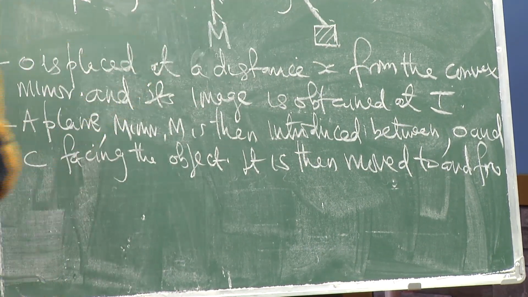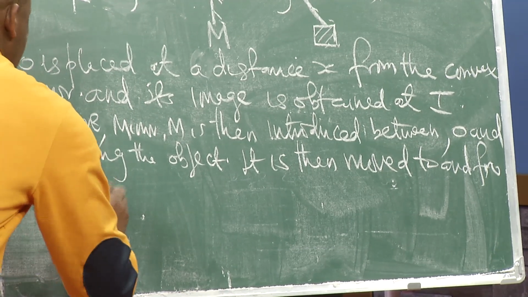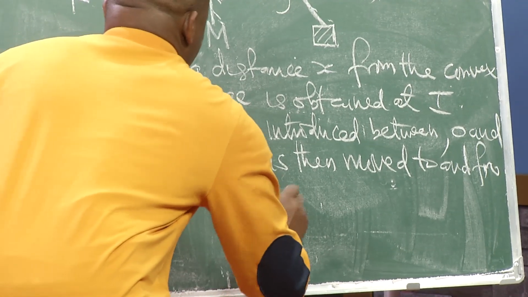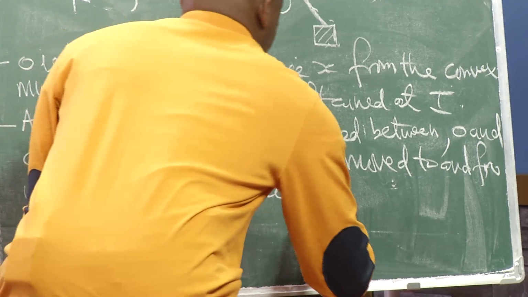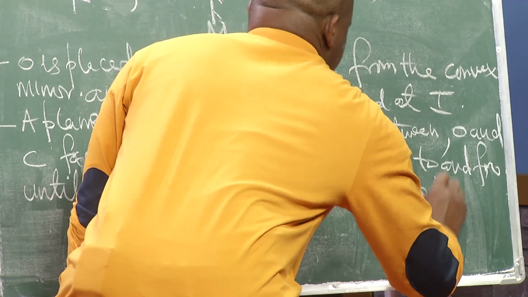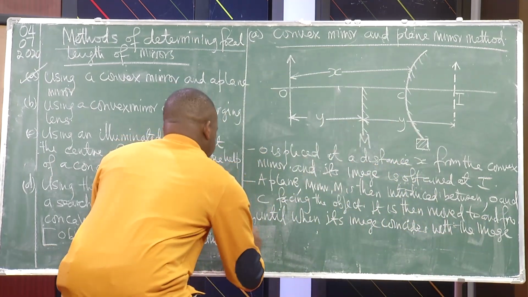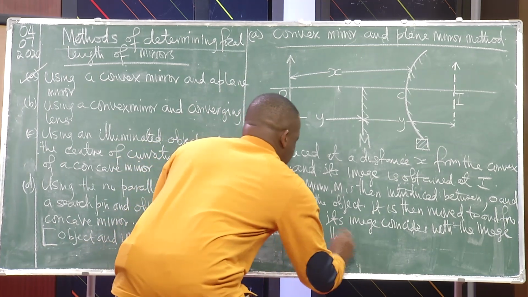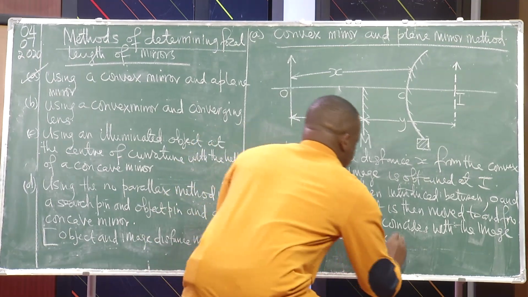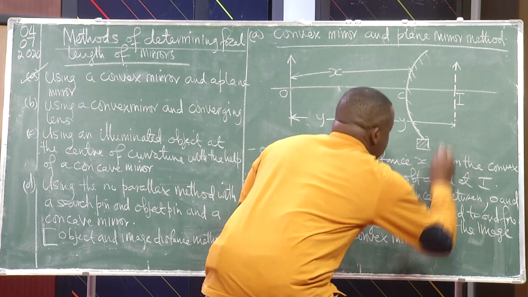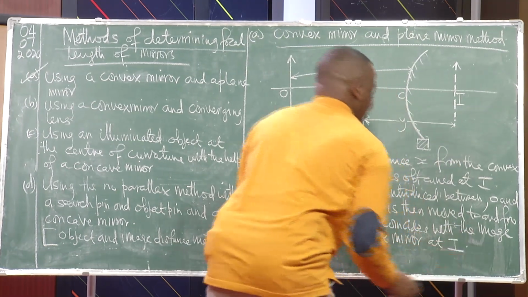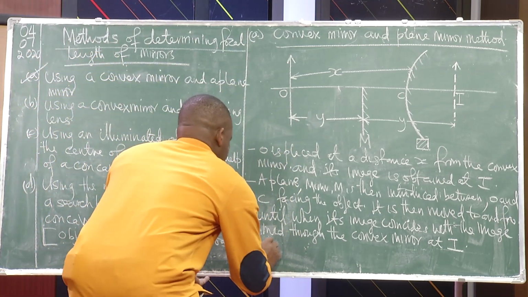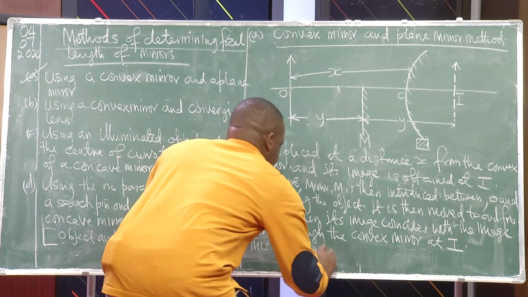The plane mirror is the one moved to and fro until its image coincides with the image formed through the convex mirror at the position which I have called I. This process is by no parallax.